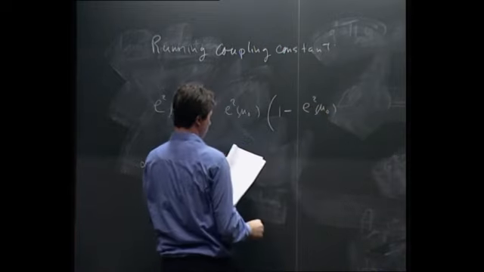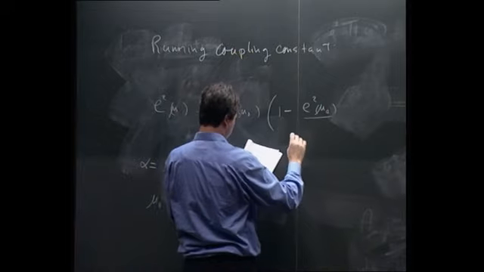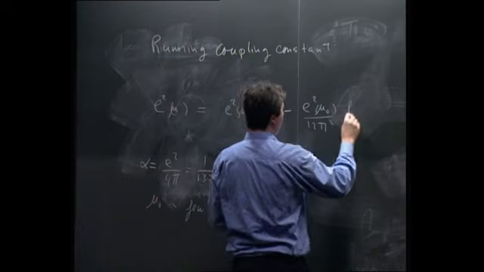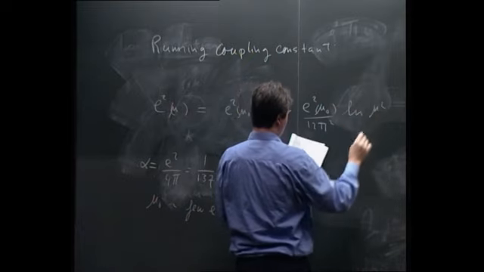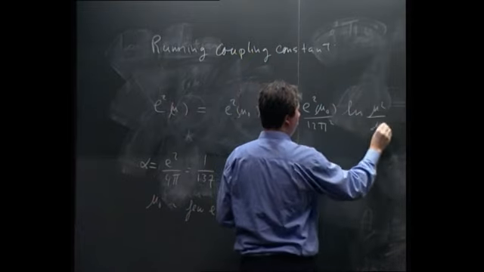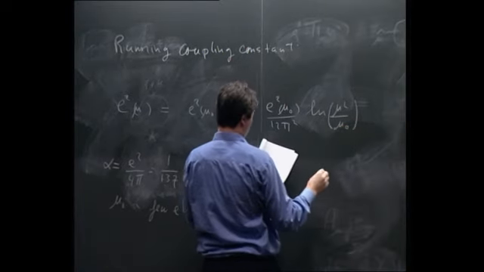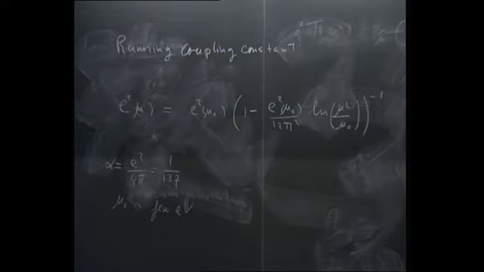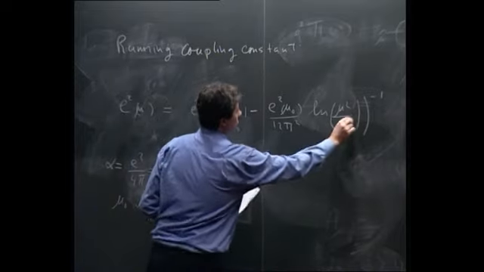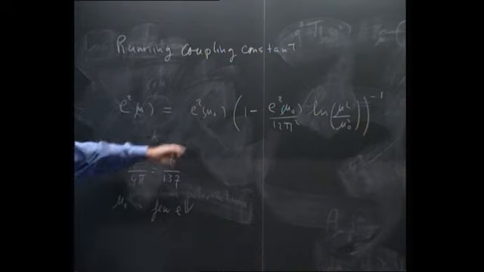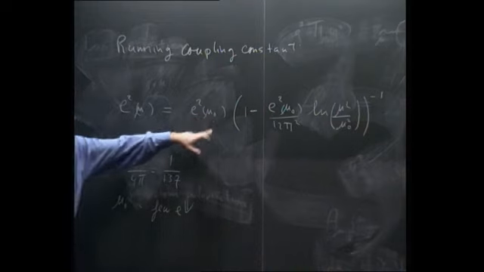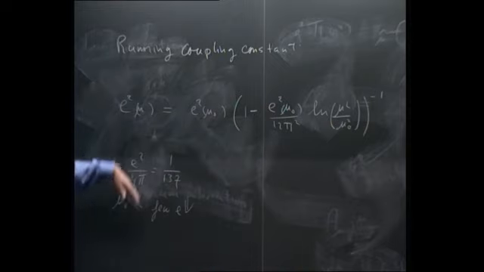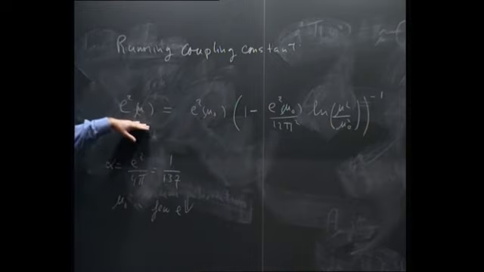There's this original E of mu 0, times log mu squared over mu 0 squared, to the power minus 1. Sorry. So given E at a value mu 0, then at another value mu, it will look like this. So this is the way things change with energy.